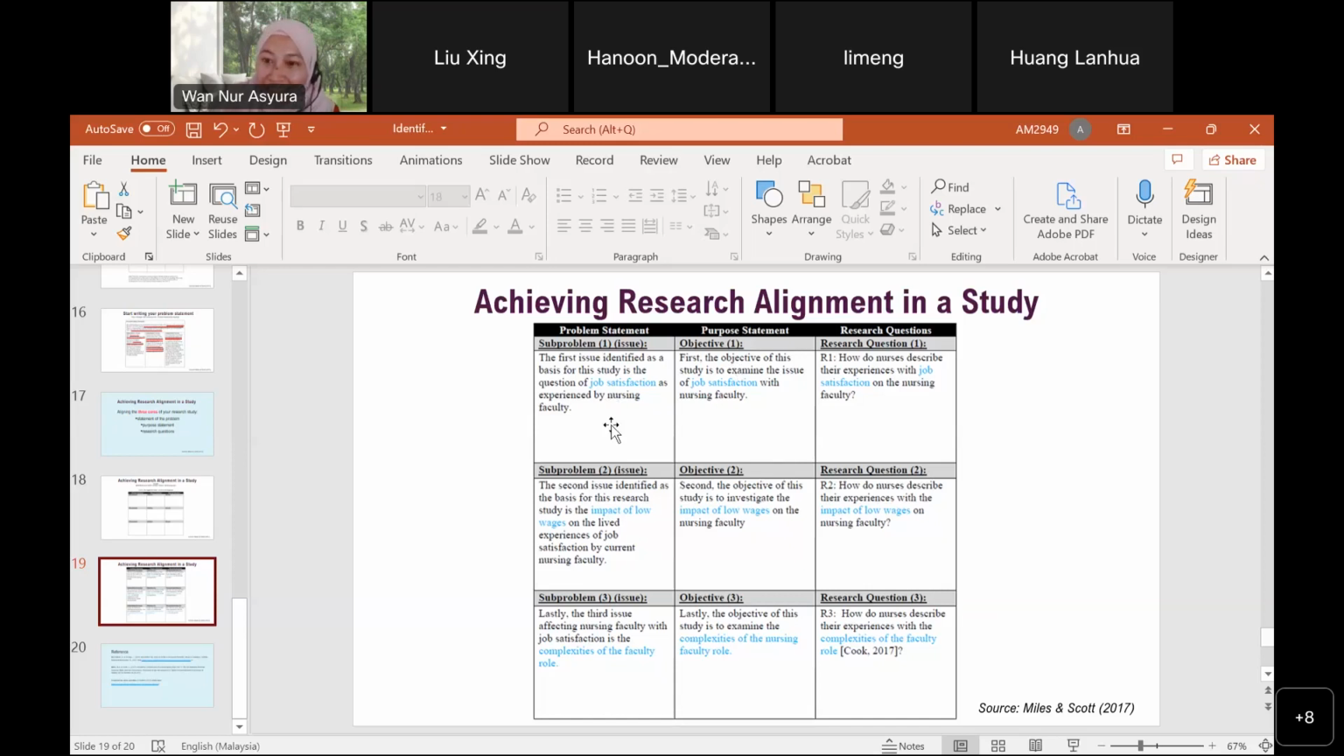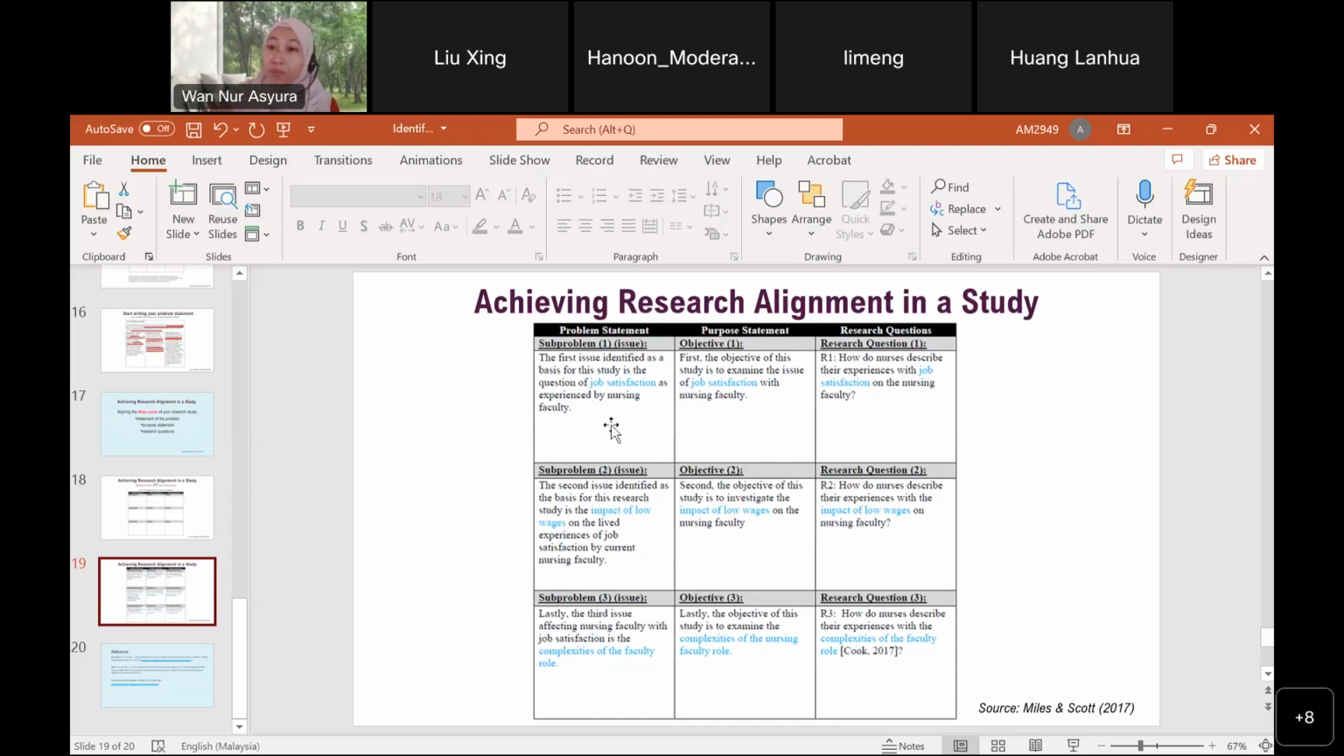Okay, so may I understand it as the research topic? In general, yes, but it should be based on a problem. It should be based on an issue. Okay. So that is the research problem.